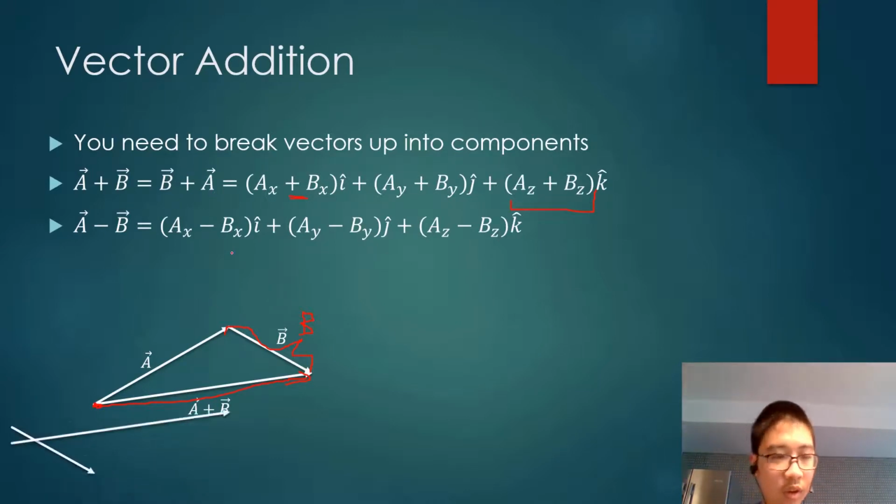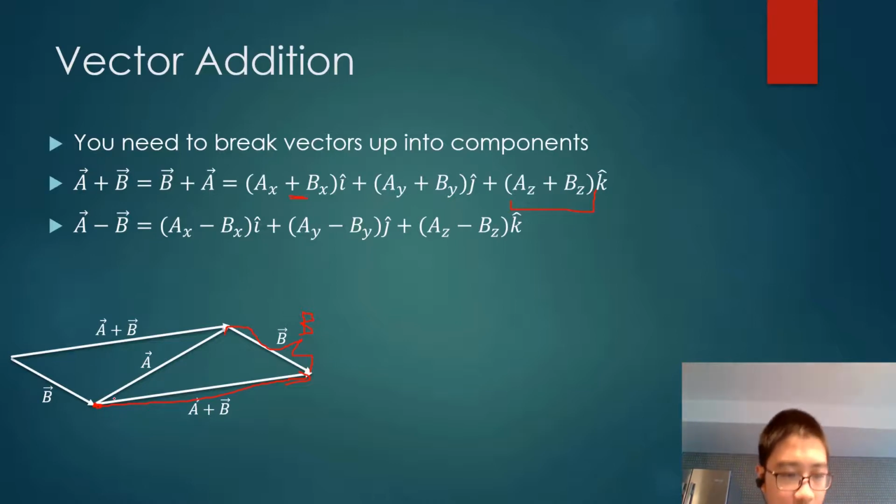So let's simply draw that on the diagram. If we put B before A, we start at this point and go to this point. This is the ending point. So B plus A is also equal to A plus B. We form a parallelogram. These two lines are parallel and have the same magnitude and direction. So A plus B is equal to B plus A.